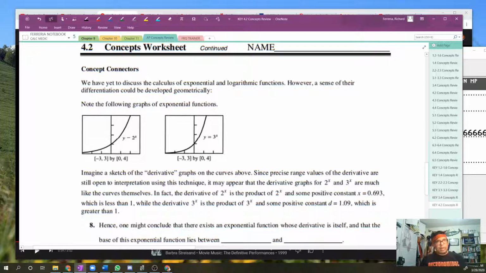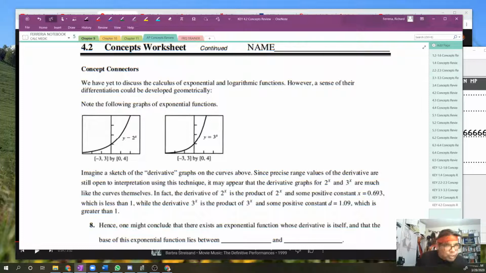We should read along here. We have yet to discuss the calculus of exponential and logarithmic functions. Yes, we have, actually, because this is the end of the course. However, a sense of their differentiation could be developed geometrically. Take a look at the two exponential functions, 2 to the x and 3 to the x. Imagine a sketch of the derivative curves. Okay, the derivatives for both of these functions would always be positive.